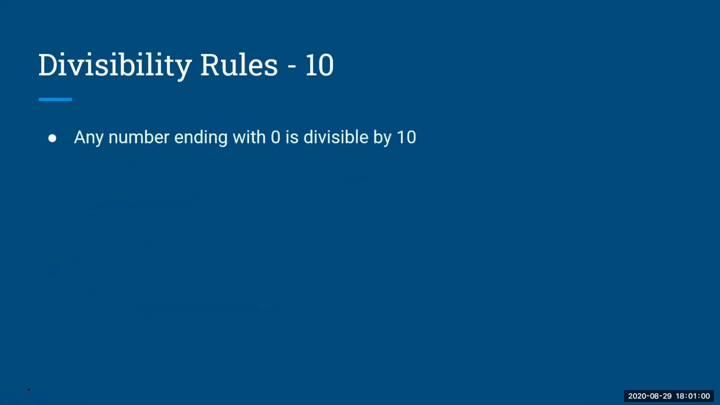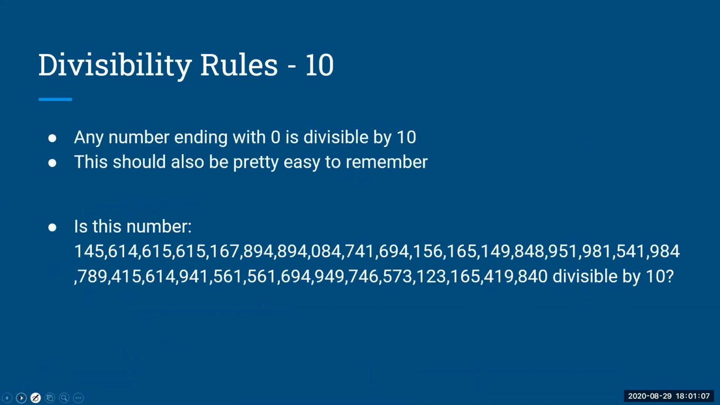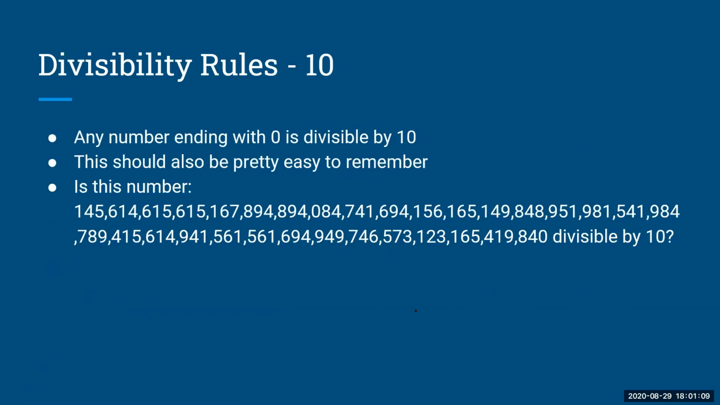All right, 10. Anything ending in 0 is divisible by 10. So easy to remember. Is this number divisible by 10? This is a ridiculously big number, which you can just ignore. Oh, look, it ends with a 0. Well, there you go. Yes. Good job, class.